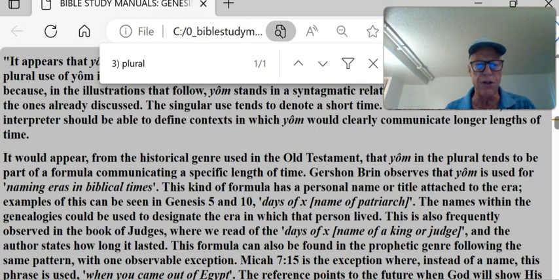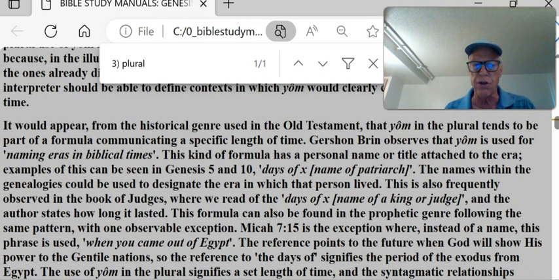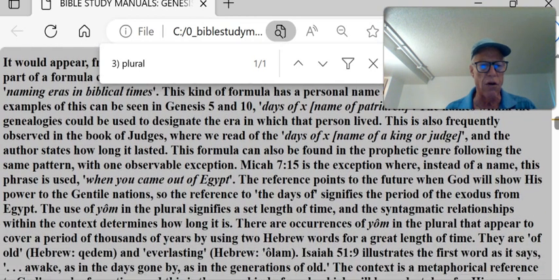Examples of this can be seen in Genesis 5 and 10. Days of X, the name of the patriarch, days of Abraham, for example. The names within the genealogies could be used to designate the era in which that person lived. This is also frequently observed in the book of Judges, where we read of the days of X, the name of the king or the judge, and the author states how long it lasted.